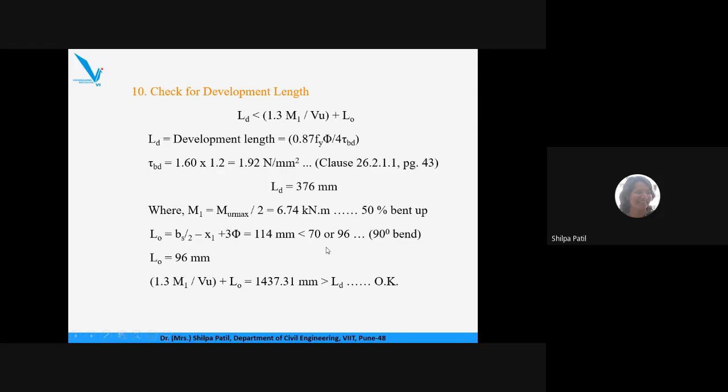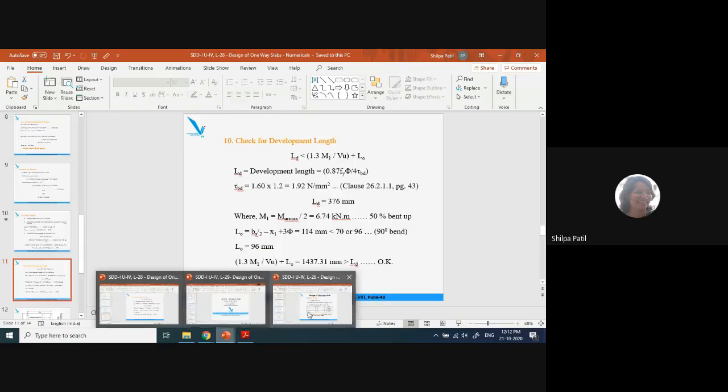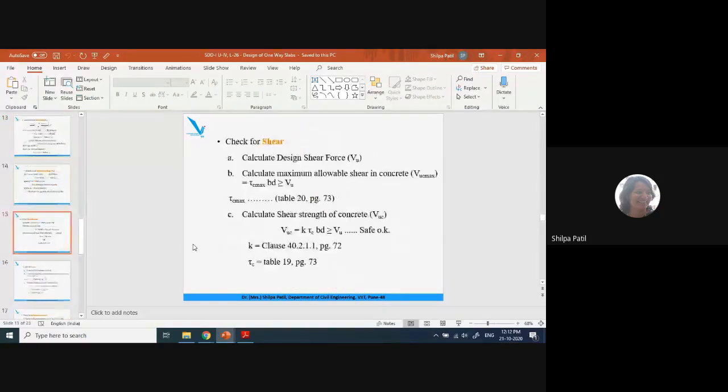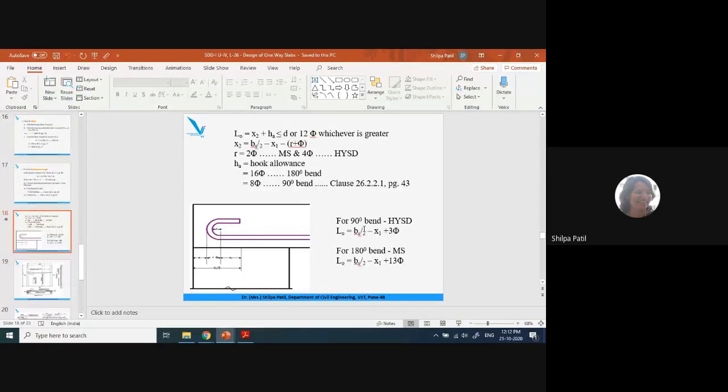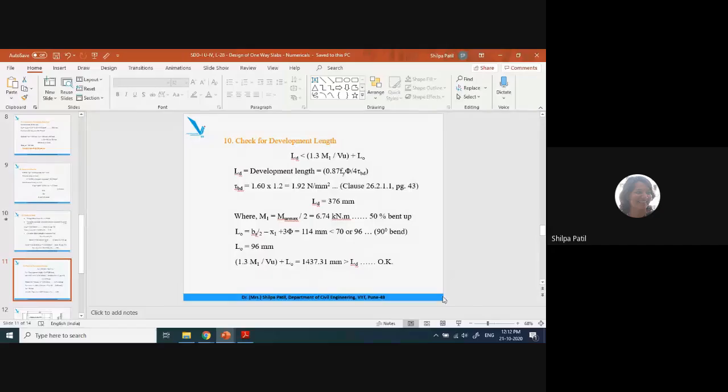Now this value should be less than the limit. I think I need to show you the criteria which we have discussed yesterday. I will go to that slide again here. See, this is the criteria. Okay, X2 calculation and R, all these values, after putting R and X2, the L0 expression comes out to be BS by 2 minus X1 plus 3 phi. So the same formula is used here in the calculation.